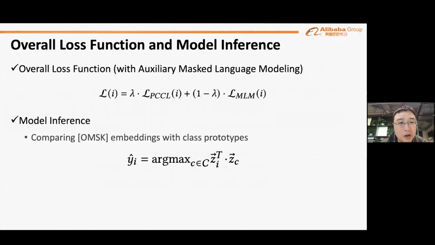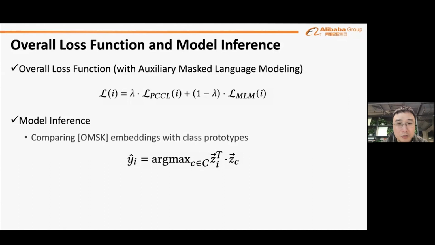During model inference, we compare the O mask embeddings with the class prototypes, and we have an argmax operator. For an input instance, we simply calculate the O mask embedding. If it's more similar to the positive class prototype, then we determine it is a positive instance. And if it's more like a negative instance, we assign that label to the instance. So you can see the entire workflow. We do not assign specific prompts or verbalizers to any specific NLP task. We treat them equally and uniformly.